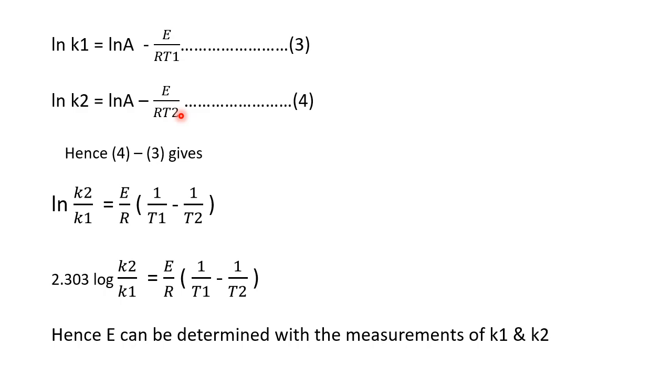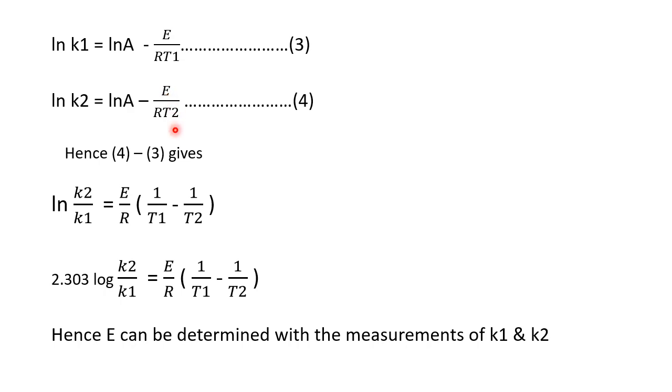Now if we subtract these two expressions, that is 4 minus 3, what we have is ln K2 minus ln K1. If we apply the logarithmic rules, it is ln K2 upon K1 is equal to, now ln A minus ln A gets cancelled. So we have E upon R, I'm going to take it as constant, that is common, E upon R. So in the bracket, I will have 1 upon T1 minus 1 upon T2.